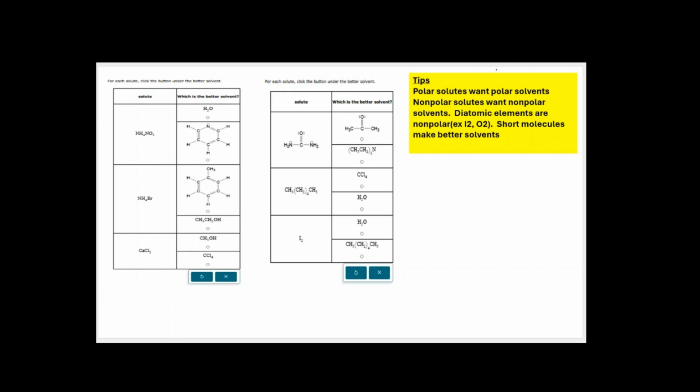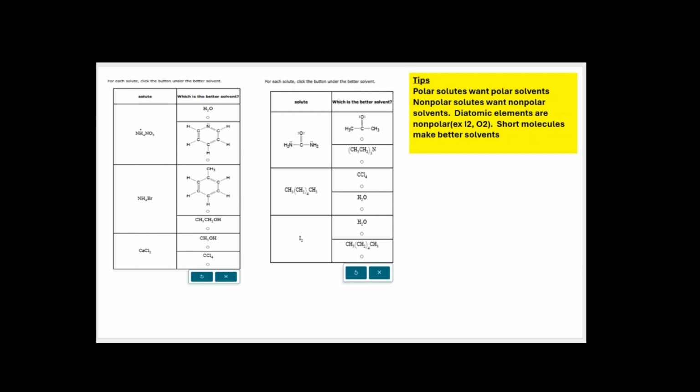My pro tips for this one are that polar solutes want polar solvents, and nonpolar solutes want nonpolar solvents. And remember that diatomic elements are nonpolar. So if you see something such as I2 or O2, just know that those are nonpolar. And shorter molecules make for better solvents when it comes to polarity. So let's look at the first one.